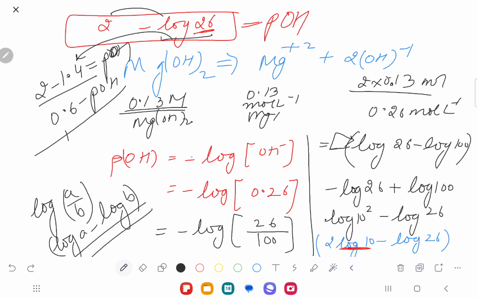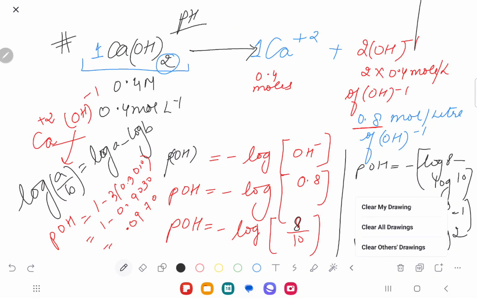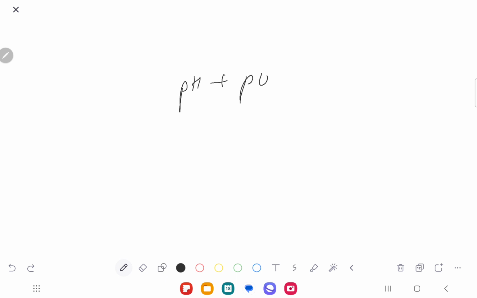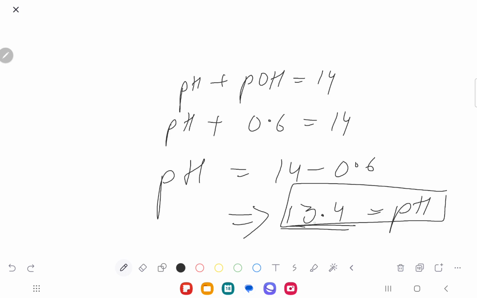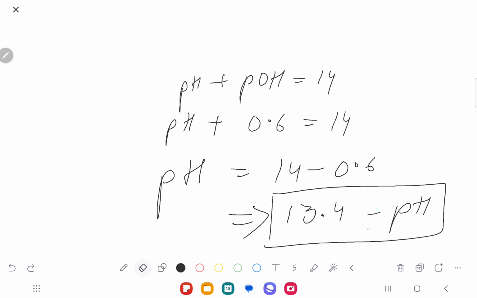And when my POH is coming out to be 0.6, what do you think it is going to be? I know for a fact that pH plus POH equals 14. So what is pH? pH I have to calculate. POH is 0.6, and the sum equals 14. For bases, pH shall be 14 minus 0.6. So my answer shall be 13.4. So that is going to be my pH. Understood or not? Yeah, that is the concept.